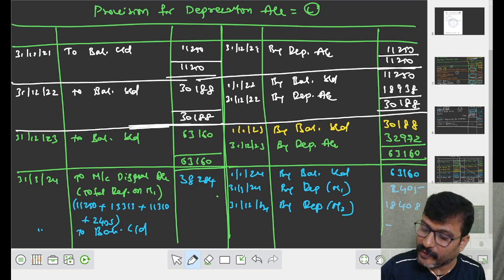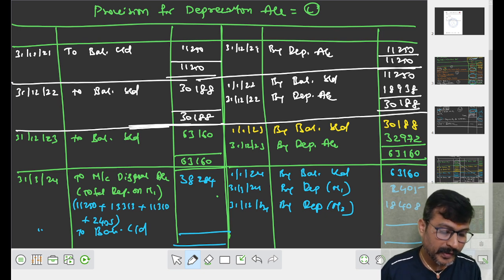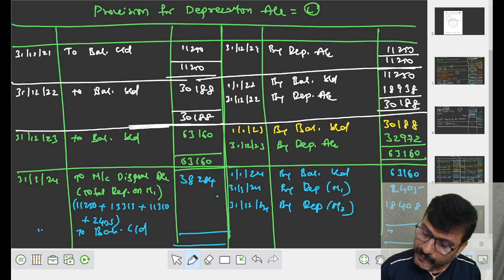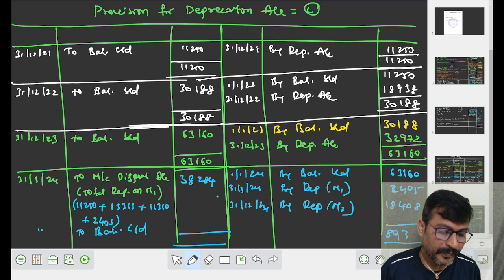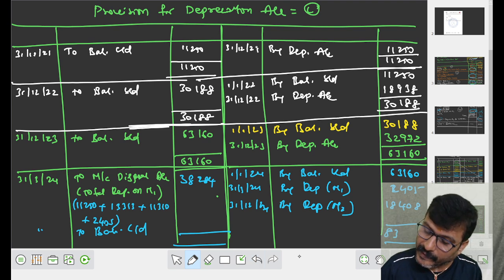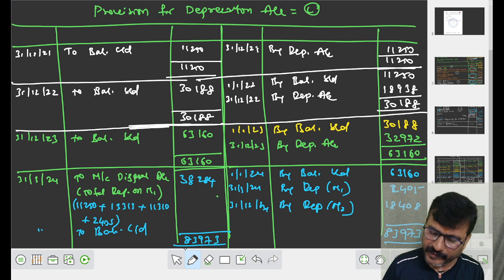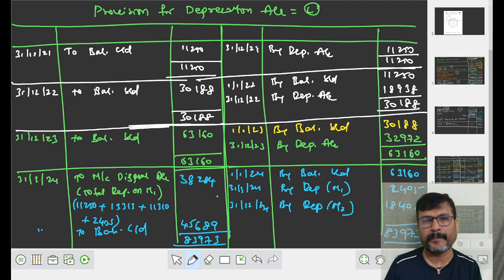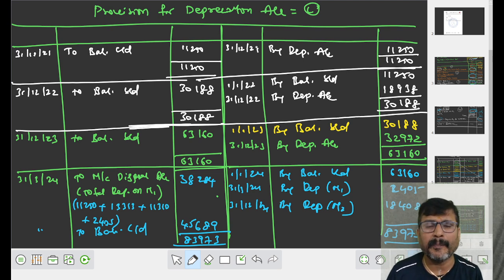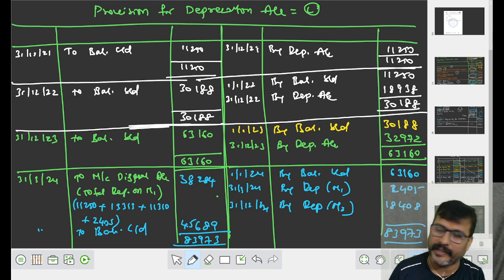to balance carried down. This is to be totalled. When totalled, how much does it come to? 83,973. Minus this, you get the carried down 45,689. This is how we have to prepare the provision for depreciation account.